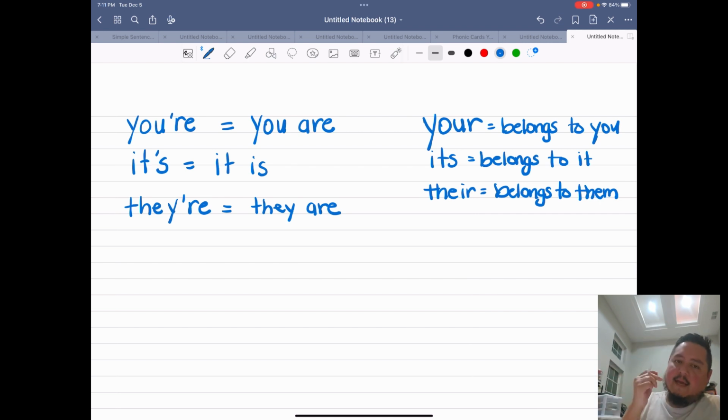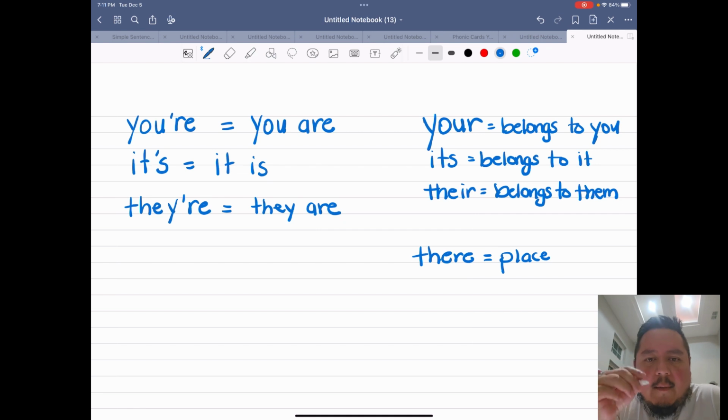And then finally we have the last there, because there are three theirs. The last there, I'm going to separate it, means a sort of place. Hey, get over there. Don't come here. I always tell my kids, it's the opposite of the word here. When you say come here, you're telling them get closer. But if you say go over there, you're telling them to go away, get further away from you.